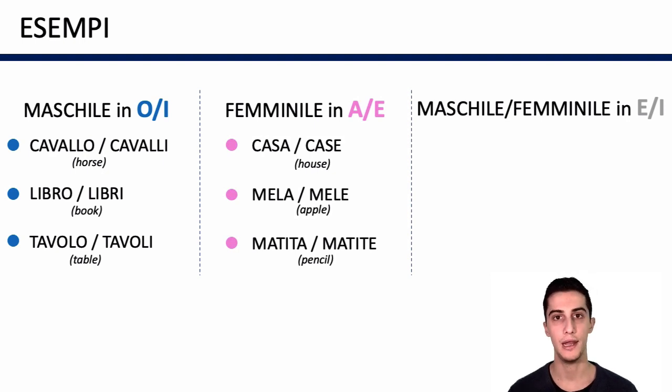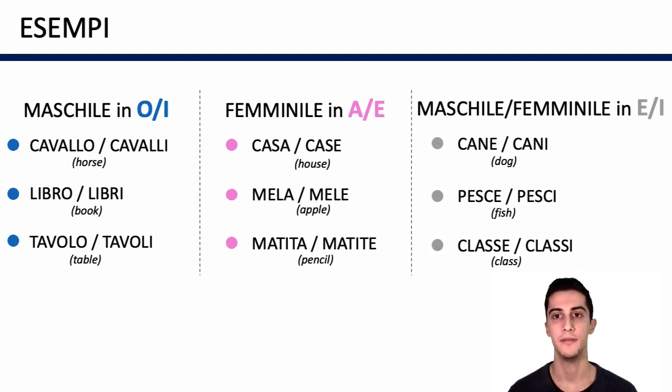Mela, mele. An apple, apples. Matita, matite. Pencil, pencils. A, E. And then we have the third category, the most difficult one, E, I.